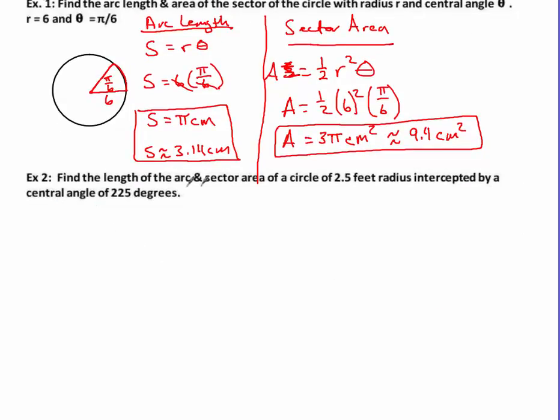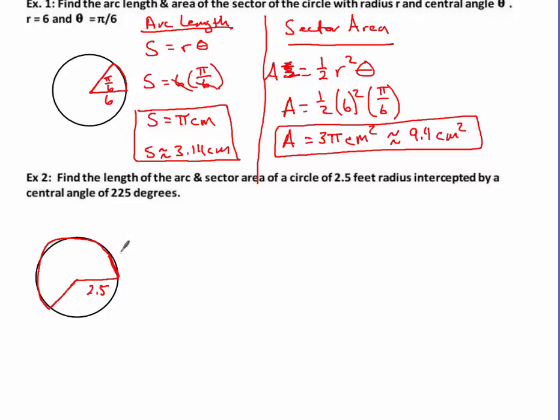All right, example 2: find the length of the arc and sector area of a circle of 2.5 feet radius intercepted by a central angle of 225 degrees. So here's my circle, radius of 2.5 feet. Now 225 degrees is, if you open up from your initial side, 180 degrees plus 45 more degrees. So it's going to look like that. So our arc length goes from here all the way around to here.